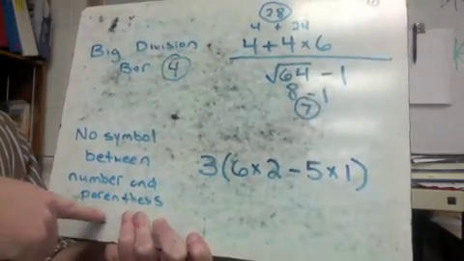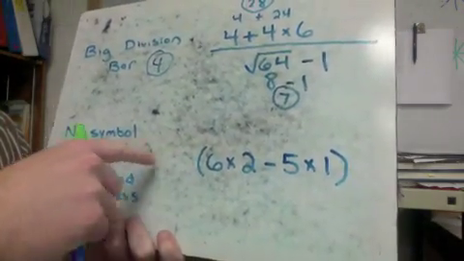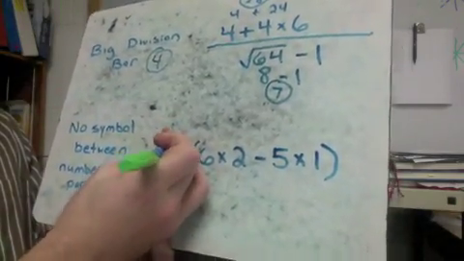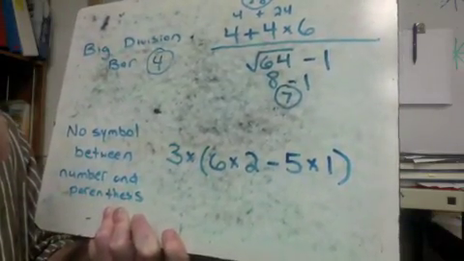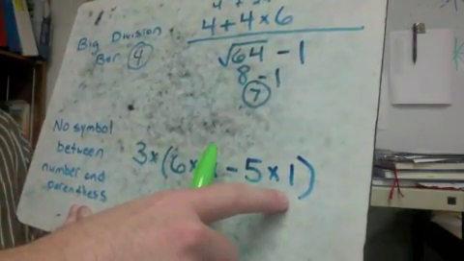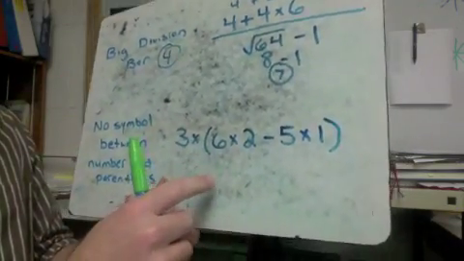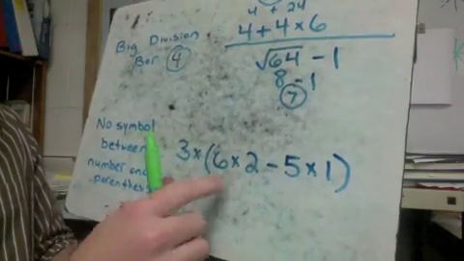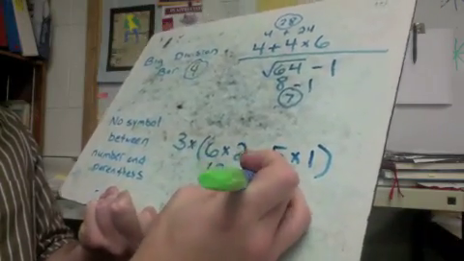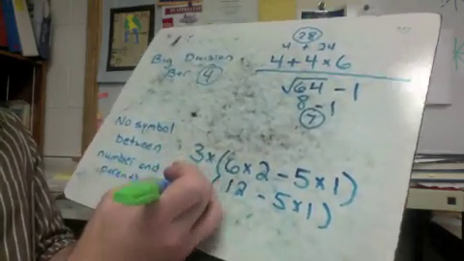For no symbol between a number and a parenthesis, this is easy, and we've probably hinted at this before: if you don't have a symbol in there, it's multiplication. So we can just stick that in there. We can basically just do the parentheses, and then we've got that times 3 on the outside. So if we were doing this problem, I would do the multiplication in the parentheses first. It looks like 6 times 2 would be 12. And we still have our times 3 on the outside there.